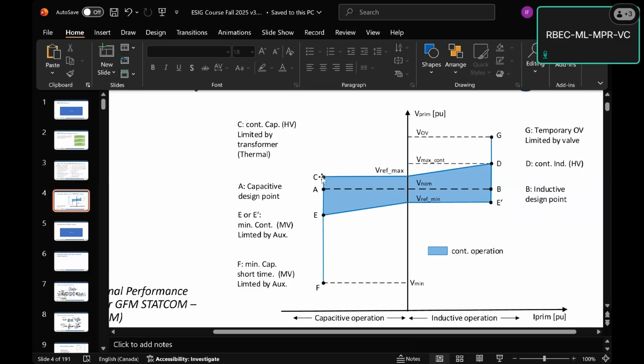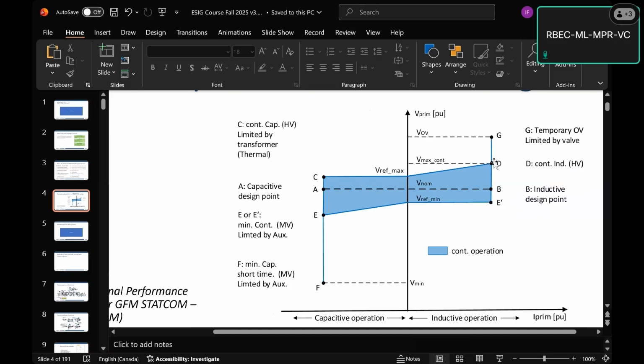So this C point is actually one of the main cost points for the STATCOM, because that's your transformer ratings. And then you're going to go flat across here until the middle point. Maybe this is 1.05. And then you're going to see your droop slope kicking in until we get to point D, which is the continuous inductive limit.